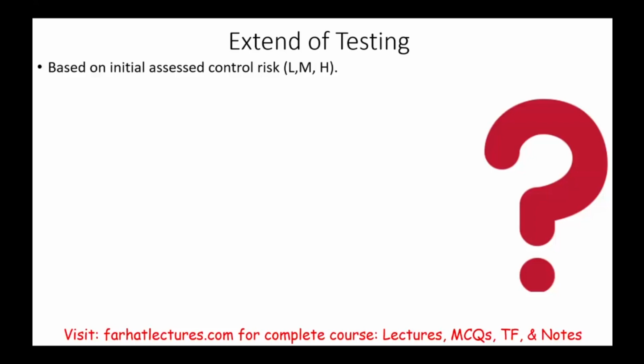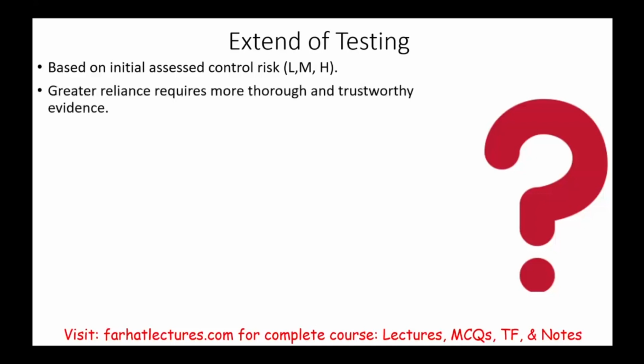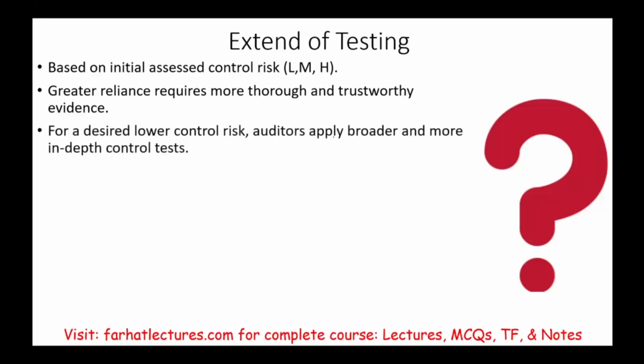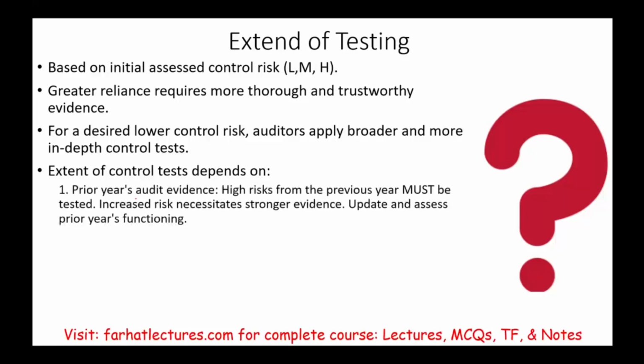Well, it all depends on the initial assessed control risk, whether it's low, medium, or high. If you want to place a greater reliance on the control, then you have to do more work, to get more thorough and trustworthy evidence. For the desired lower control risk, the auditor will apply a broader and more in-depth control test. If you want to really make sure it's working properly, test it as much as possible. But the extent of the test depends on many factors, such as prior year audit evidence.